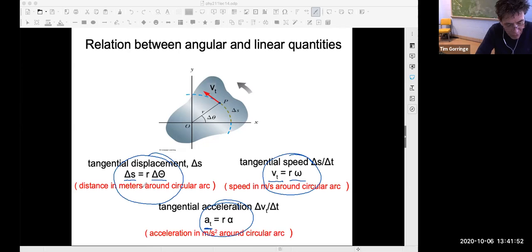These are the three equations that link the rotational description of the rotating object as a whole to the translational motion of the point: the number of meters it travels, the number of meters per second it's traveling at along that circular arc, and the amount it's accelerating in meters per second squared along that circular arc. That's the relationship between the quantities.